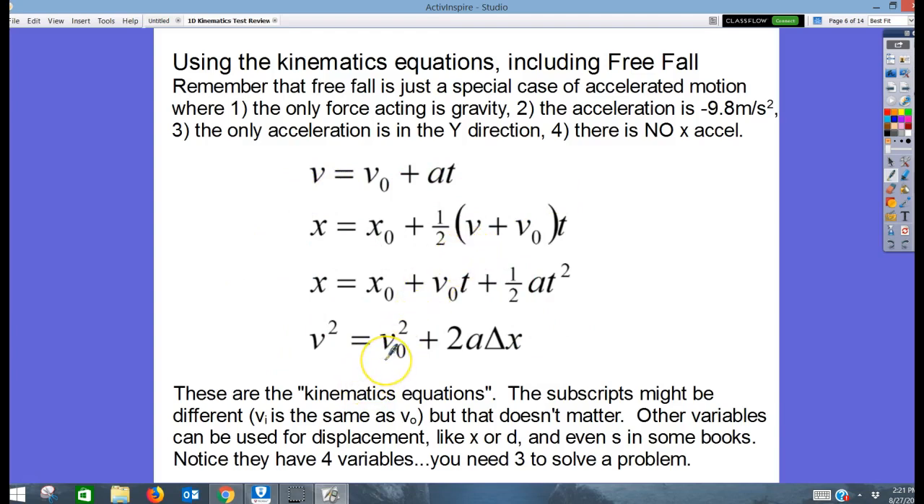In order to solve them, and this is important, you must have 3 of the 4 variables in order to solve a particular equation. And you choose the equation that you're using based on the 3 variables that you have. You cannot use this equation to solve for initial velocity if you don't have time. But you can use this one to solve for initial velocity if you don't have time, if you have position instead. So you choose your equation based on what you're looking for and what you have.